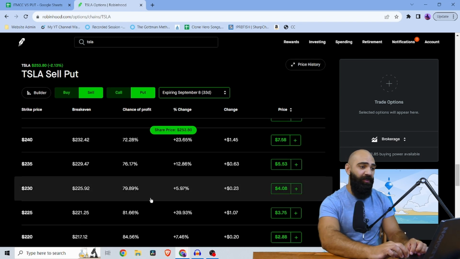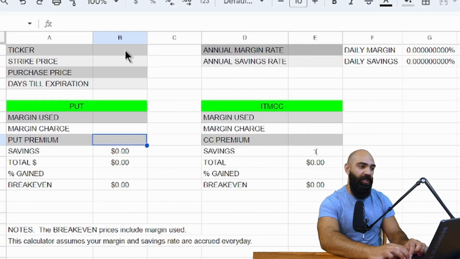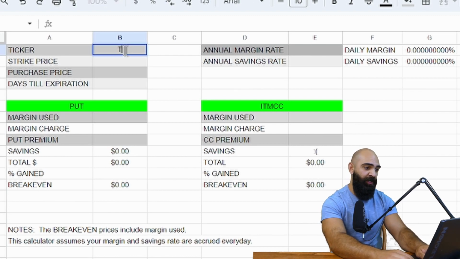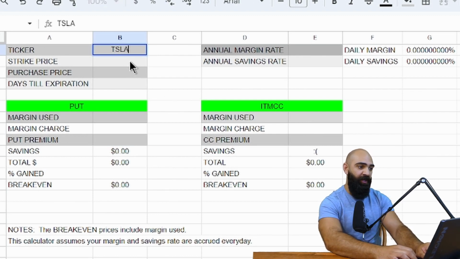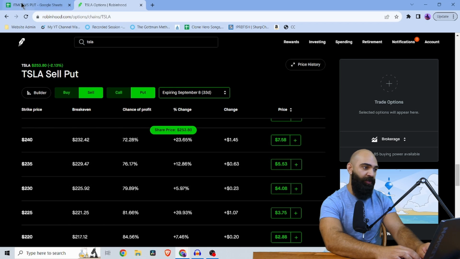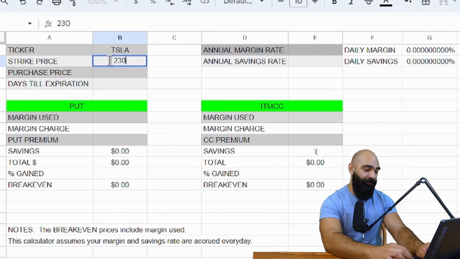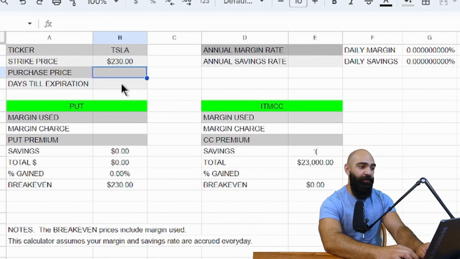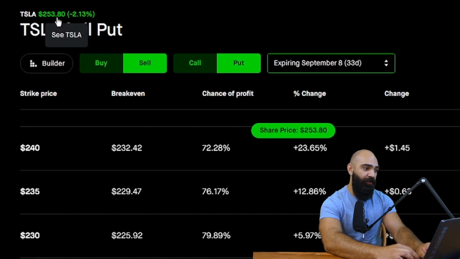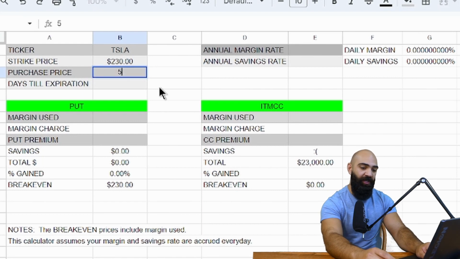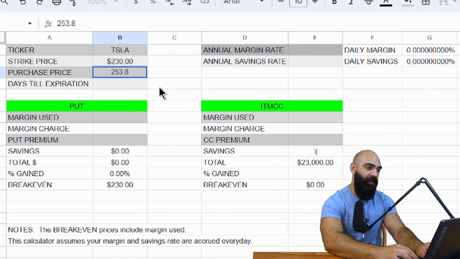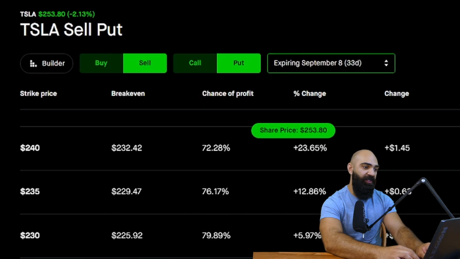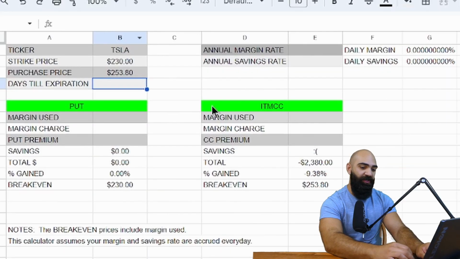So let's say we want to sell a put on Tesla 30 days out for $230, and I collect $4.08. So we go to the calculator. We're going to type in Tesla, so we know, we're just keeping track. And the strike price we chose was $230. And then you also have to type in the current purchase price because that's going to be for the in the money covered call. So the current price is $253.8. Again, this is after hours, but let's just assume this is live for example's sake. And then our days till expiration is 33 days.